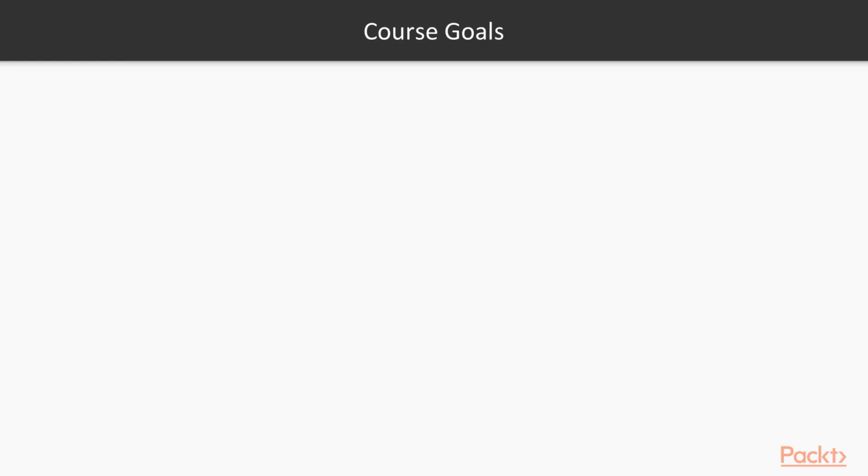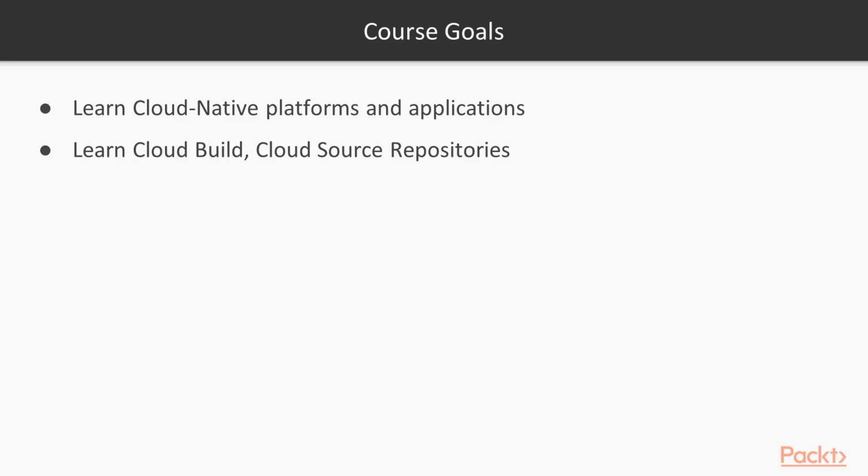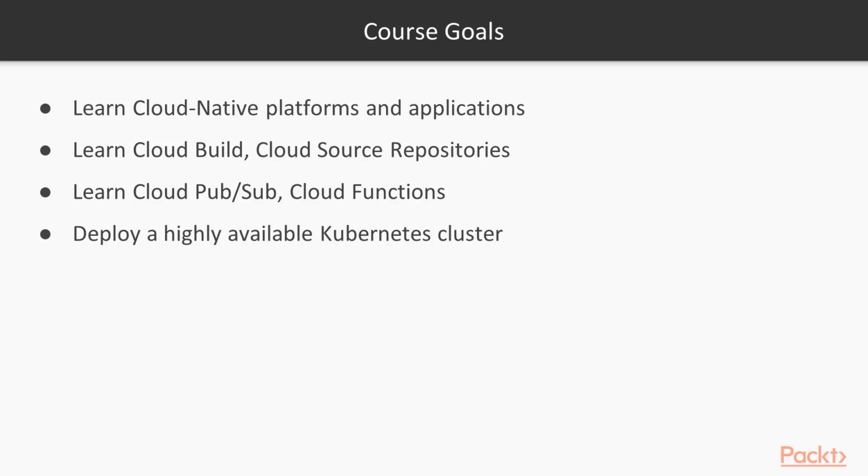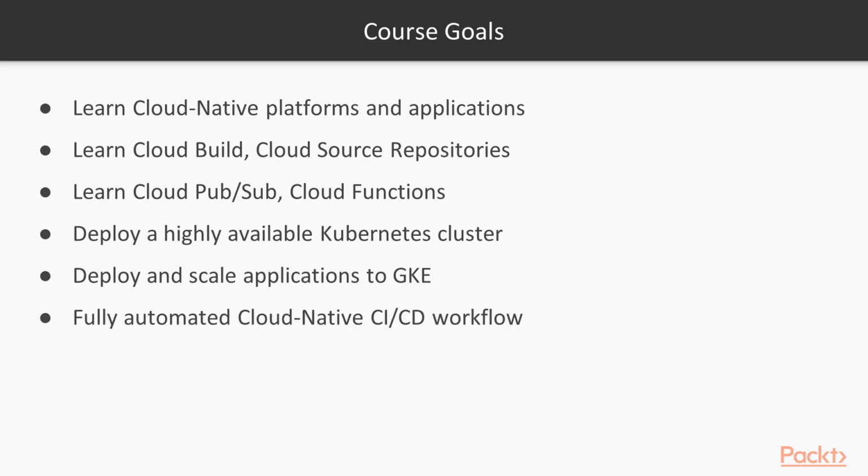The goal of this course is to learn how to build cloud-native platforms and applications. You will also learn how to use many of the Google Cloud Platform services. And you will learn about Cloud Build, Cloud Source Repositories, Cloud PubSub, and Cloud Functions. Additionally, you will also learn how to deploy a highly available Kubernetes cluster, and how to deploy and scale applications into it. Ultimately, you will learn how to build a fully automated cloud-native CI/CD workflow.